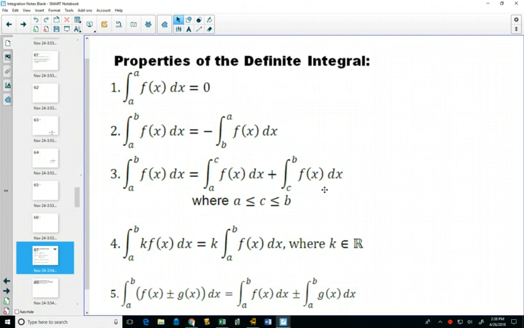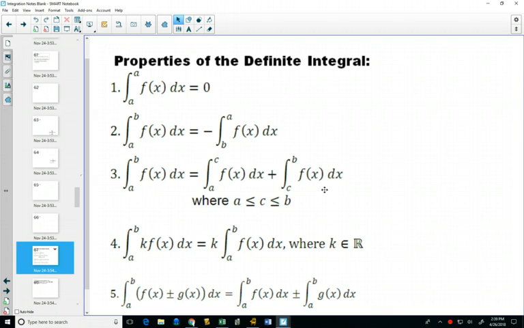So, some easy ones. If you're integrating from A to A, it's 0, because you're not actually finding enough space to have an area. That should make sense. If you're going from A to B, that's the same as the negative of going from B to A. Which, if you think of one area minus the other area, if you did it in the opposite direction, it would make sense that it would become negative.